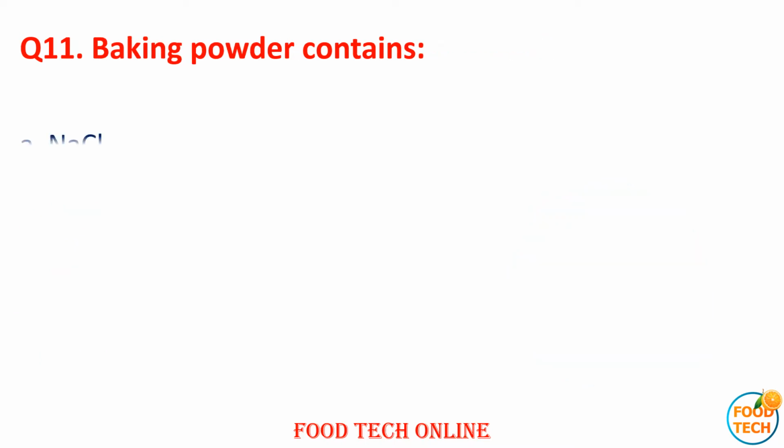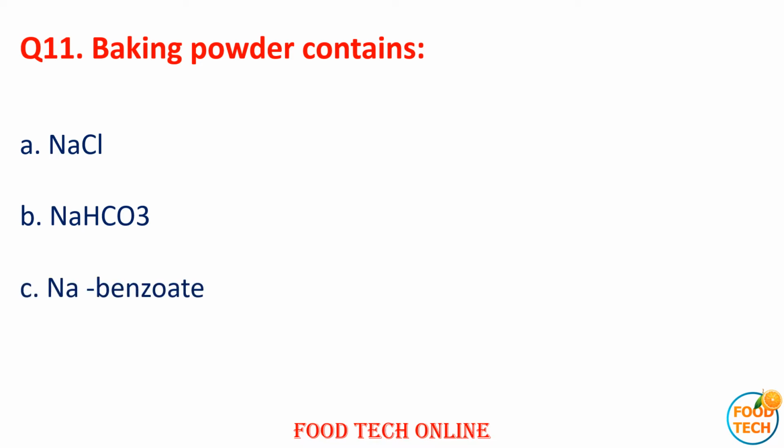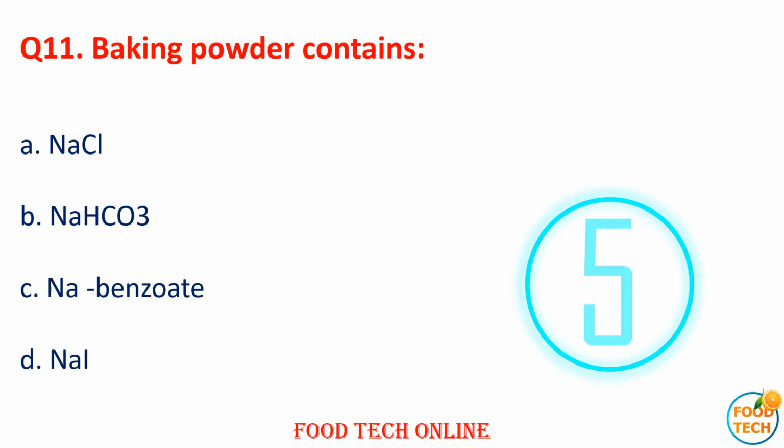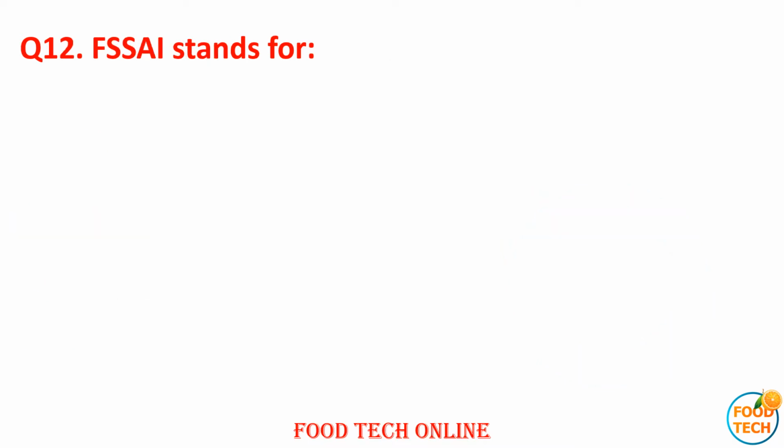Question 11. Baking powder contains A. NaCl, B. NaHCO3, C. Na-benzoate, and D. NaL. Answer B. NaHCO3.